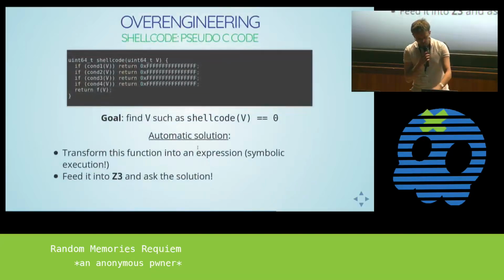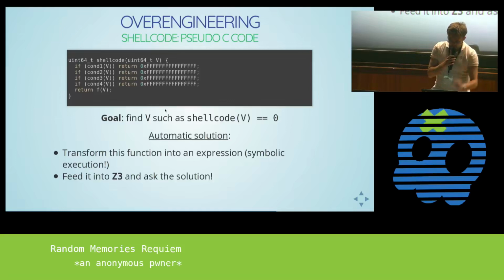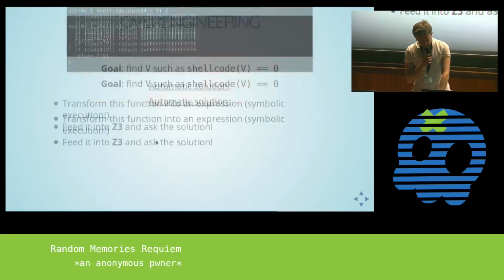So if we put it in a small pseudo C code, basically the shellcode is like that. And so the goal is to find a value such that this function returns 0. And we have to do this automatically because we have hundreds of binaries, so we don't want to do this by hand 100 times. So one solution is to transform this into an expression using symbolic execution and use Z3 to solve this for us.